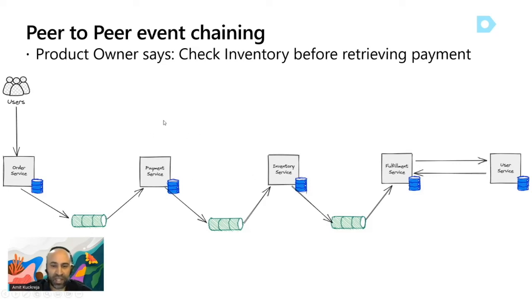If we think about it, there's probably changes to up to three services to make this change. Firstly, the inventory service will need to read from the order service event queue. And the payment service will need to read from the inventory service event queue. And then the fulfillment service will need to read from the payment service event queue.